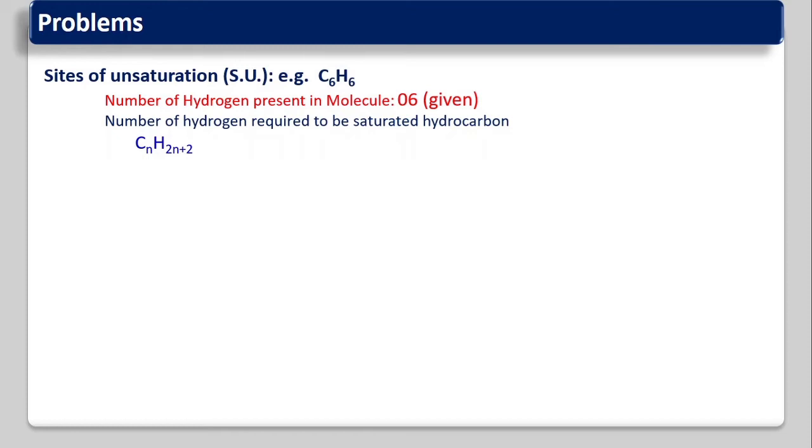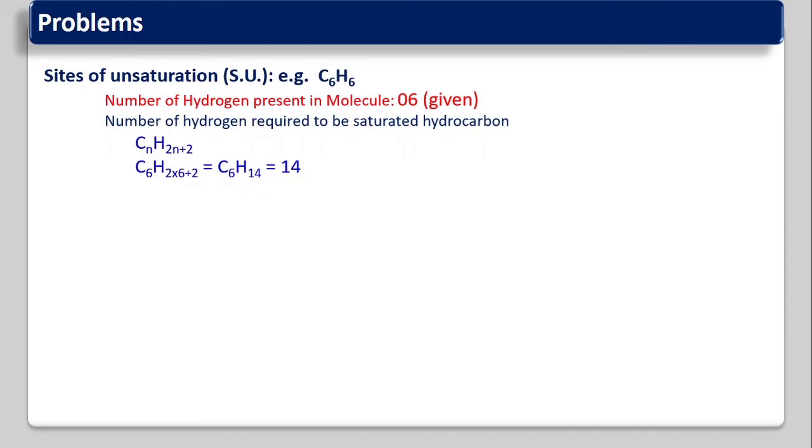So there are 6 carbons in our molecular formula. Put n equal to 6, so we will get 14. So 14 hydrogens are required for the saturated hydrocarbon. With 6 carbons, how many fewer hydrogens are there? Now we know the number of hydrogens present in the molecular formula and how many hydrogens are required for the 6 carbons to become a saturated hydrocarbon.